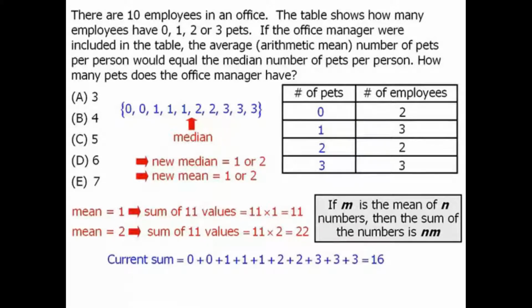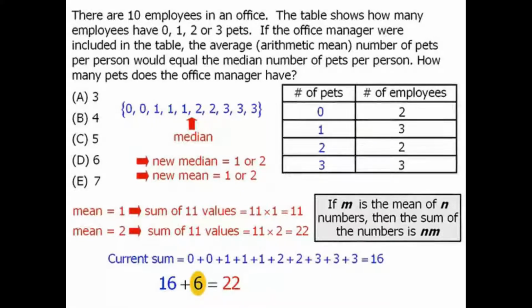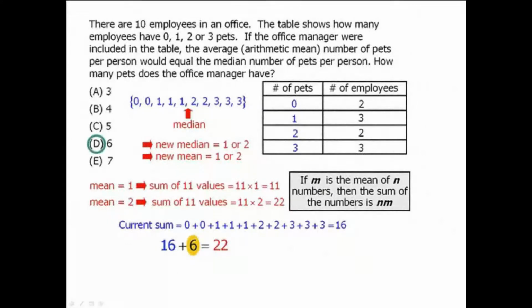So this tells us that the new mean cannot equal 1. If the new mean equals 1, then the sum of all 11 values equals 11. If our current sum is 16, that would mean that the office manager has a negative number of pets, and this cannot be true. So we now know that the new mean will equal 2. So if the new mean equals 2, the sum of all 11 values must equal 22. So the office manager must have 6 pets, since 16 plus 6 gives us 22. So our answer here then is D.